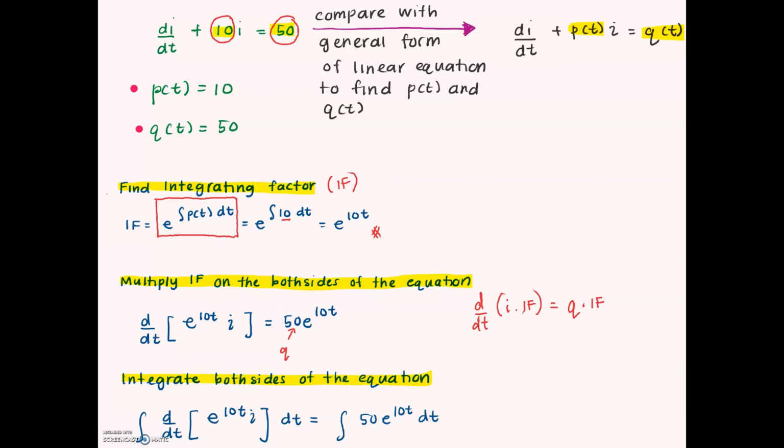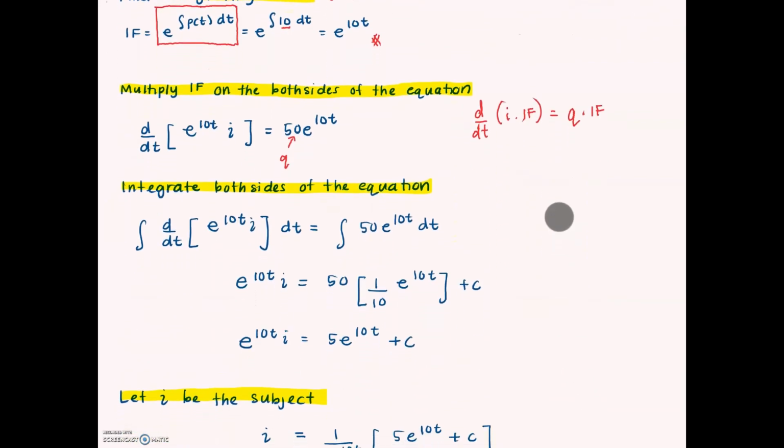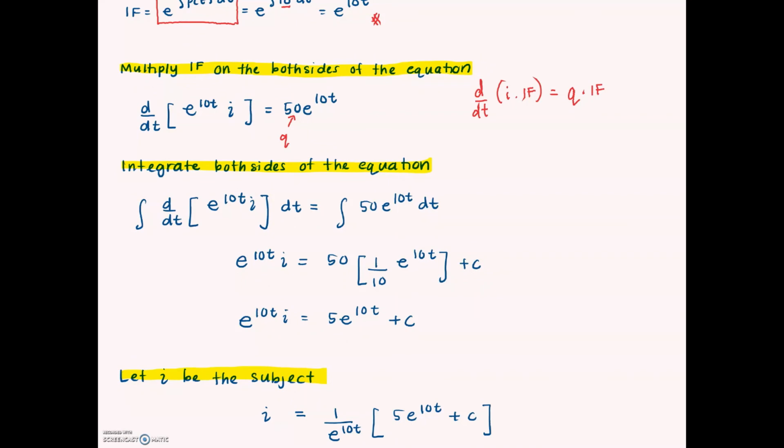Next we will integrate both sides of the equation. When you integrate both sides, you will get the integration of d/dt of e to the power of 10t times I, or you can also write I in front of e, it depends on you, equals the integration of 50 e to the power of 10t dt. Now you will cancel your integration and differentiation of d/dt. So you will get e to the power of 10t times I equals, integrating 50 e to the power of 10t, where 50 will be right outside here.